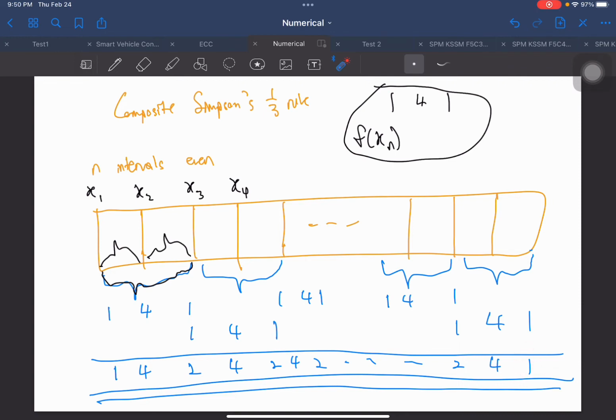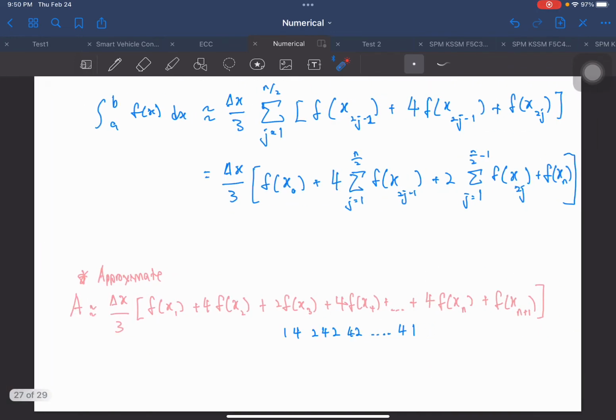So how can we express this as a general equation? This is what I said just now. You divide the n into pairs. The terms in each pair are f(x) at 2j minus 2, 2j minus 1, and 2j. So it's 1, 4, 1. If you sum it up, you will get 1, 4, 2, 4, 2, 4, 2, which ends with 4, 1. So this is the general formula.